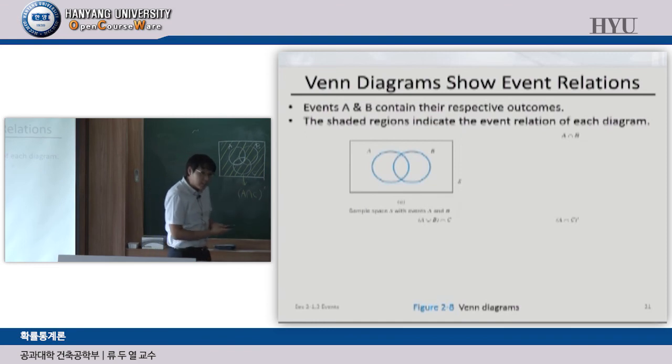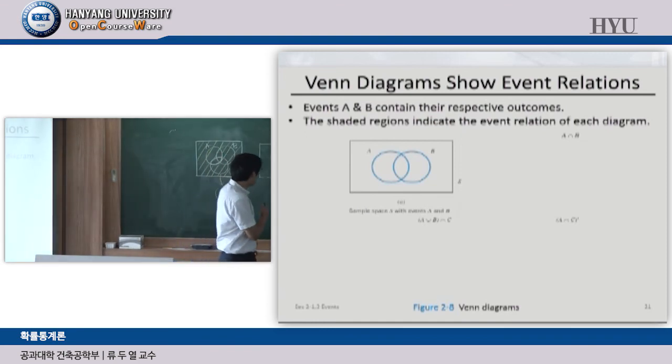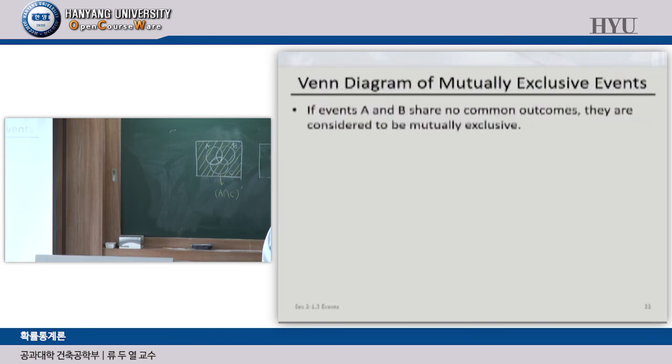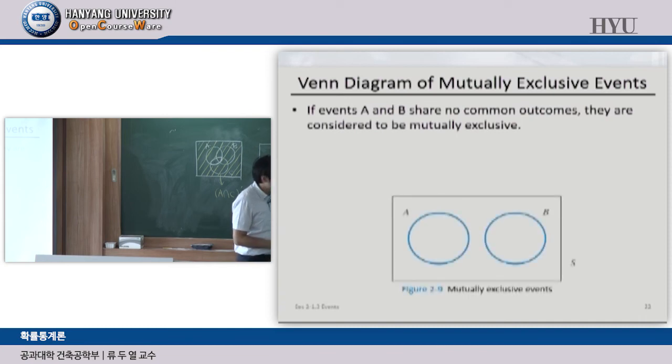So we can easily see the relationship of the events by using the Venn diagram. And if events A and B share no common outcomes, they are considered to be mutually exclusive. 상호 배타, in Korean. So this is the schematic description of this case.